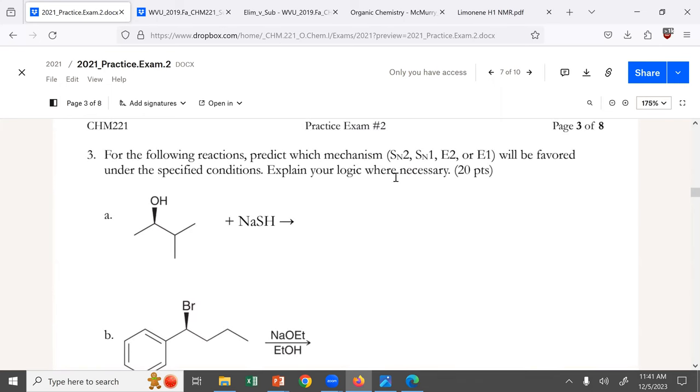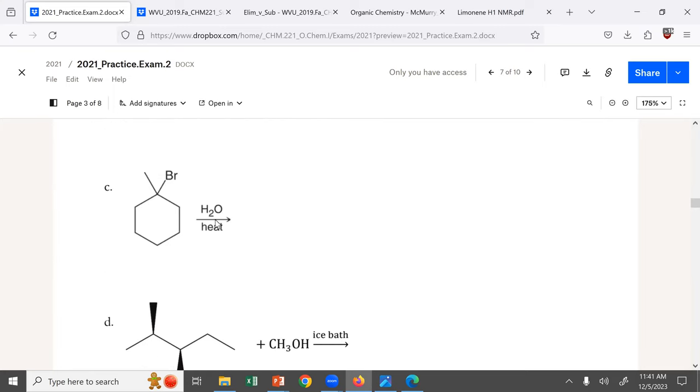And then section 3 is going to be, tell me what mechanism. And in general, if it's one where you need to be concerned about, is it going to go elimination versus substitution? I'm going to either say with heat or in an ice bath. Ice bath means low temperature, so substitution. Heat means high temperature, so elimination. So that's not going to be enough to differentiate between first order, second order, but that at least then you can just pick one of elimination versus substitution. Does that make sense?